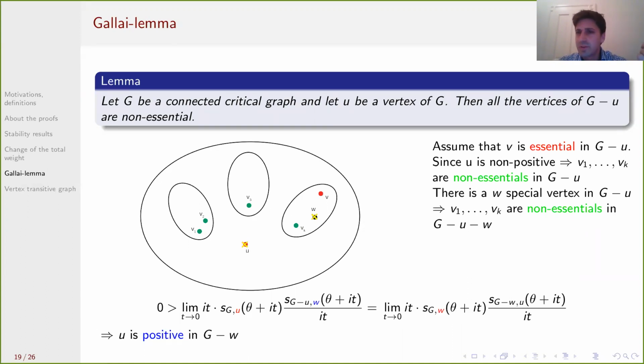But we just proved that if I delete a positive vertex, one of its neighbors has to become essential. So a priori, it means that out of these V1 to Vk, at least one of them has to become essential in G minus W minus U, which is the same graph as G minus U minus W. Okay, so that's a contradiction. So we just proved the generalization of the Gallai lemma.